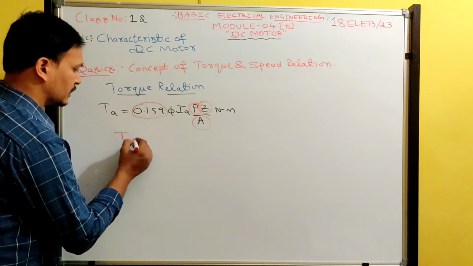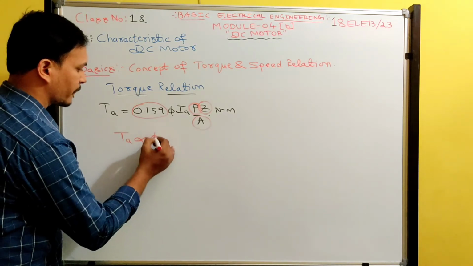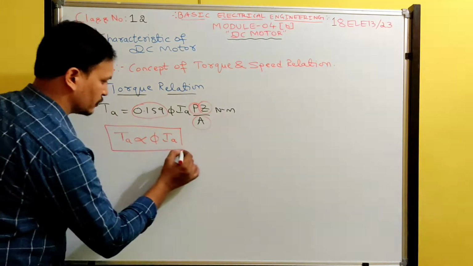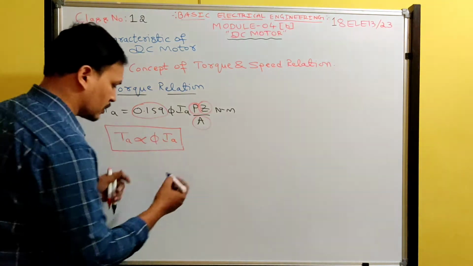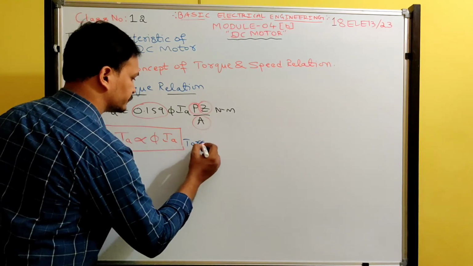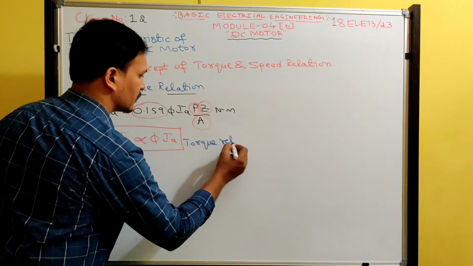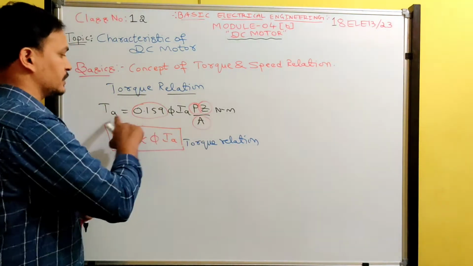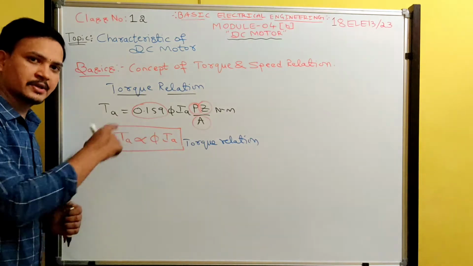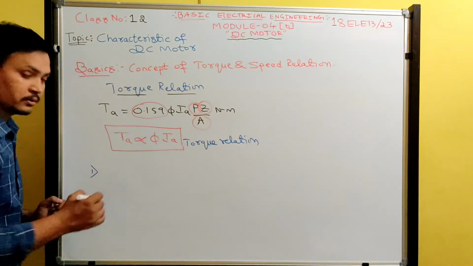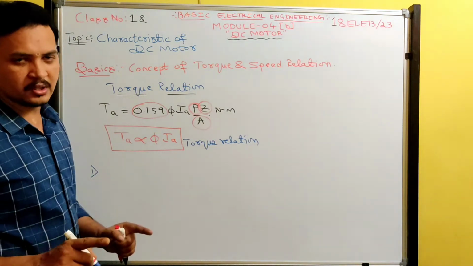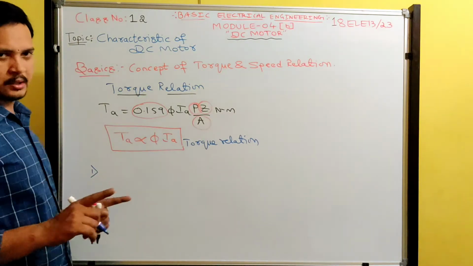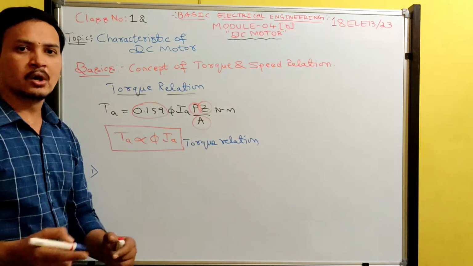So Ta is proportional to phi into Ia. Ta is proportional to phi Ia. This is called the torque relation. Got it? Okay. This is the torque equation, and this is the torque relation. Now we have 3 types of motors: shunt motor, series motor and compound motor. We can discuss all the motors and how this relation will affect them.